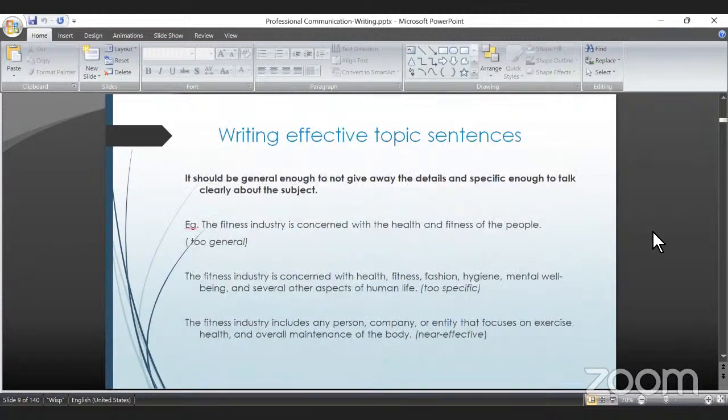One more thing we discussed was writing effective topic sentences. So not too general, not too specific, right? It should not give away too many details of what your paragraph is going to discuss. It should also not be too vague, not giving absolutely no idea about what the paragraph is going to discuss.